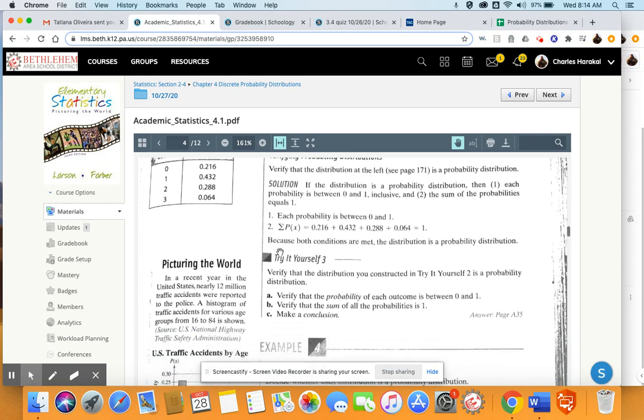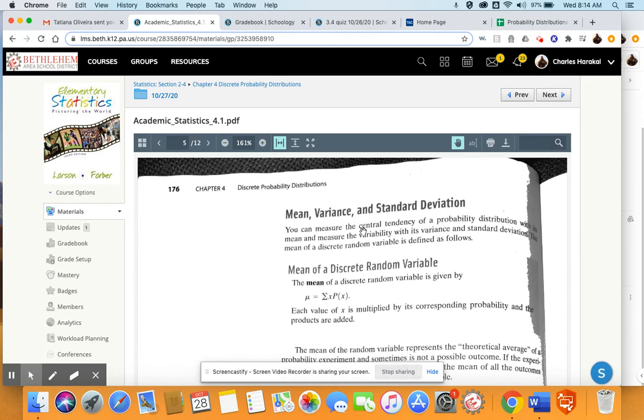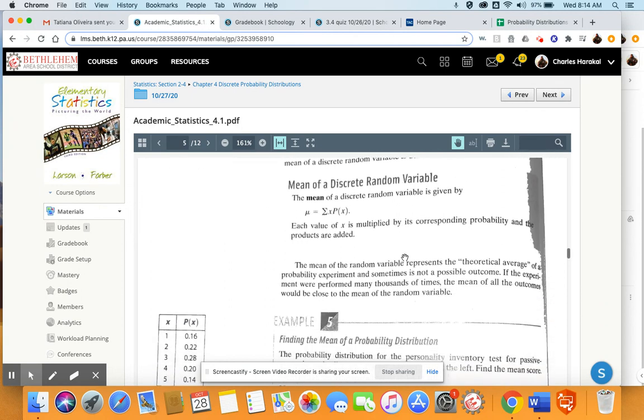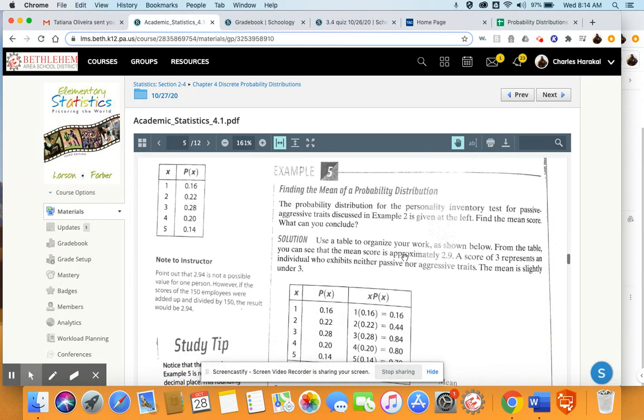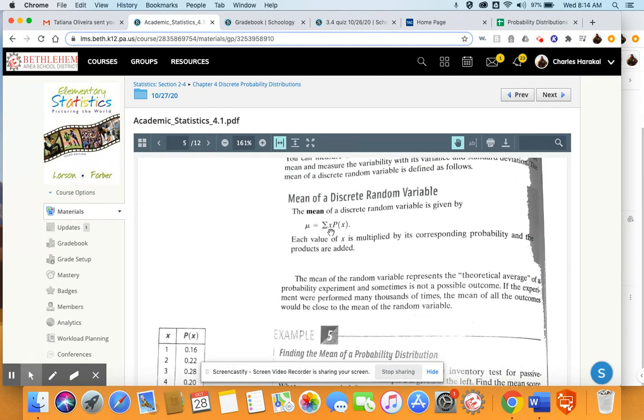Next example they ask us to do, after verifying, we start talking about finding mean, variance, and standard deviation. It's very similar to when we did things like weighted means in the previous chapter. Find the mean of a probability distribution, and they give us a formula that says mean is equal to the sum of our x values times our probability values. And keep in mind, order of operations says we do multiplications before we do additions. So we have to multiply our x values times our probabilities first, and then we need to find the sum of that. We can do that.